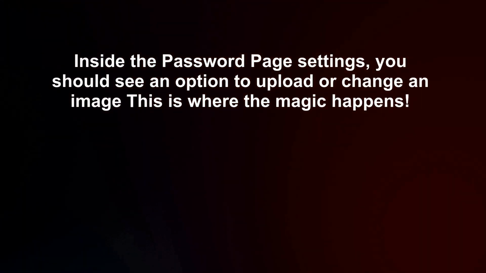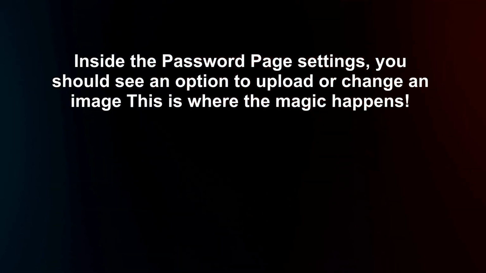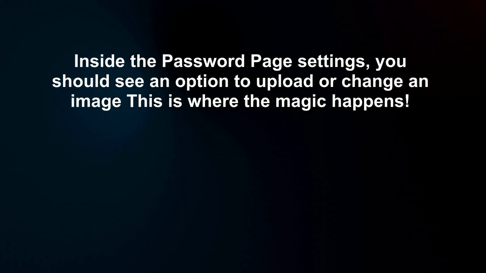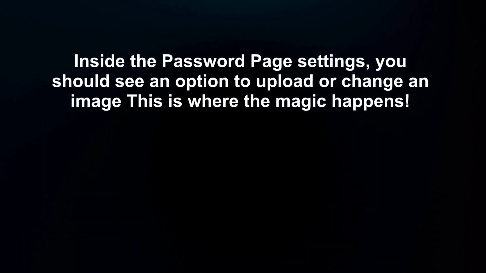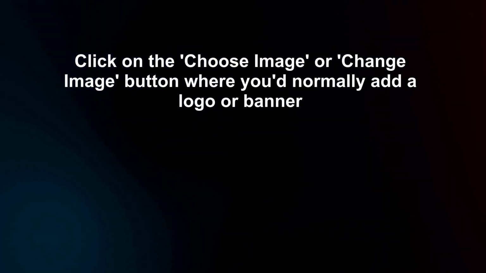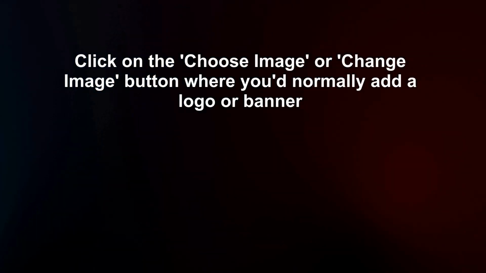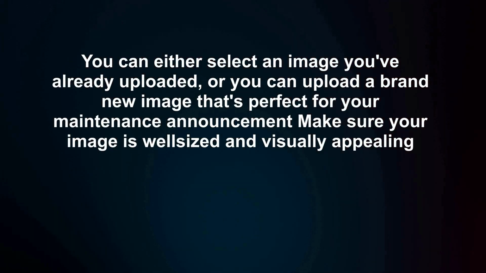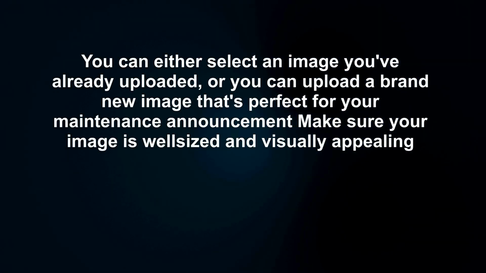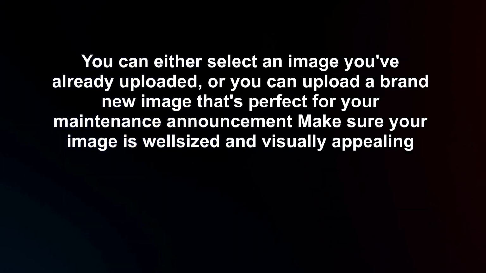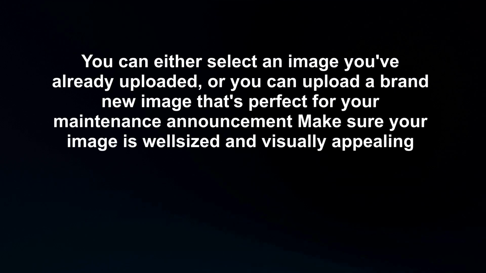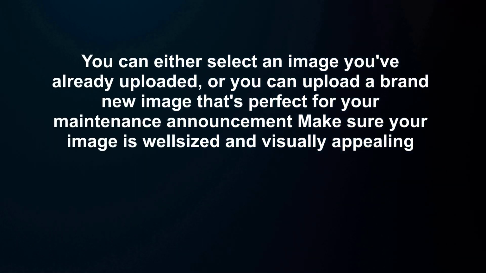Inside the password page settings, you should see an option to upload or change an image. This is where the magic happens. Click on the Choose Image or Change Image button where you'd normally add a logo or banner. This will bring up your Shopify media library. You can either select an image you've already uploaded, or you can upload a brand new image that's perfect for your maintenance announcement. Make sure your image is well-sized and visually appealing.